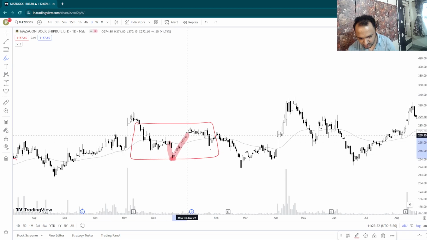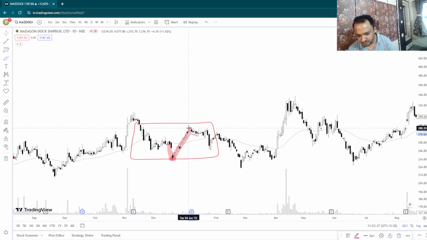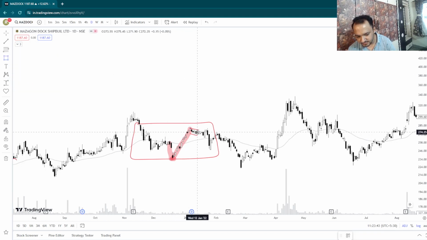From the low, price goes all the way up, and this is the pullback which starts to happen. So let's say there is another breakout here. If you try to buy this breakout, you will see that you are again far from the moving average. The moving average is somewhere here. You are very far from the moving average, right?